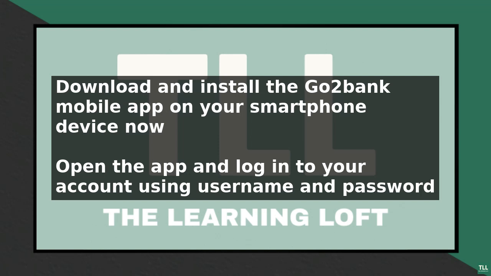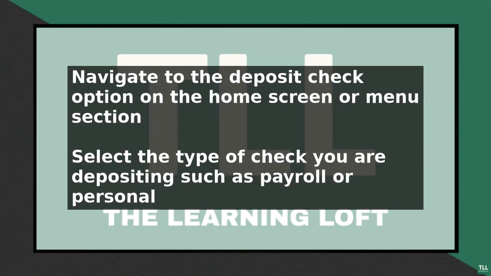You will be prompted to select the type of check you are depositing, such as a payroll check or a personal check. Take a clear and legible photo of the front and back of the check, making sure to sign the back of the check and include the phrase "for Go2Bank deposit only."